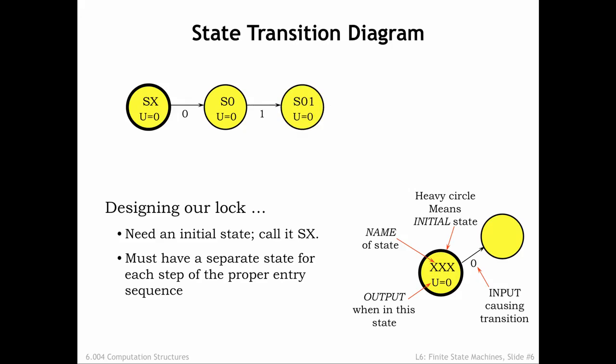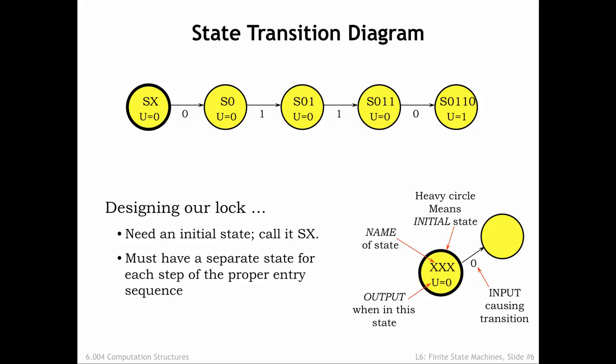Let's add the states for the remainder of the specified combination. The rightmost state, S0110, represents the point at which the FSM has detected the specified sequence of inputs, so the unlock signal is 1 in this state. Looking at the state transition diagram, we see that if the FSM starts in state SX, the input sequence 0, 1, 1, 0 will leave the FSM in state S0110.